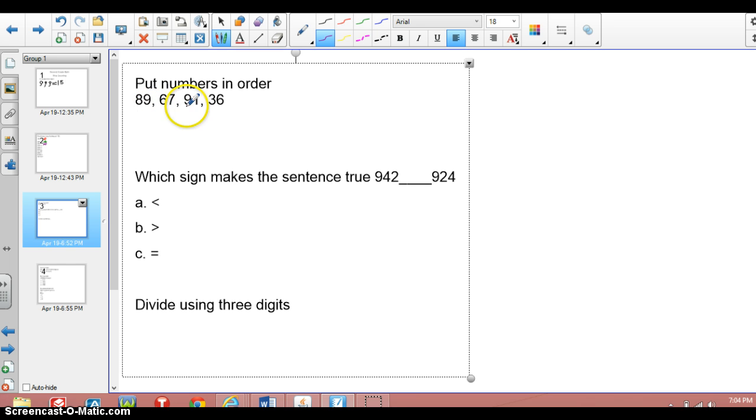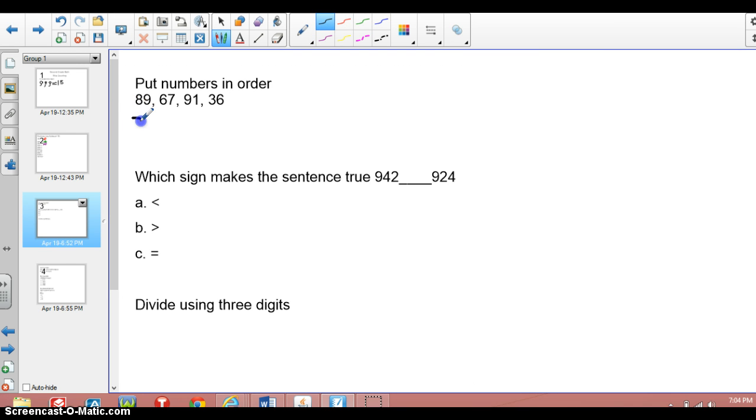What we have here is putting these numbers in order. We can have the class say the numbers out loud. If we put them in order from least to greatest, the number is going to be 36, 67, 89, and 91.